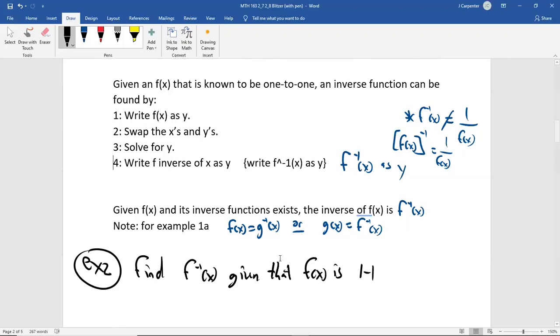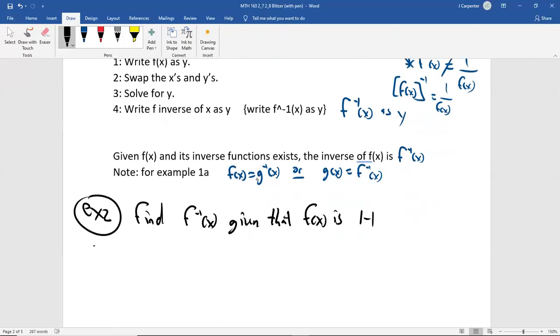So example 2, we're going to find f inverse of x given that f of x is one-to-one, which means 1-to-1. Not the number 2, the word 'to', T-O, not T-O-O. So we're going to give you a function. I'm telling you it's one-to-one, so you don't have to prove that, because if I don't tell you, technically you need to prove it, and that can be complicated depending on the problem.